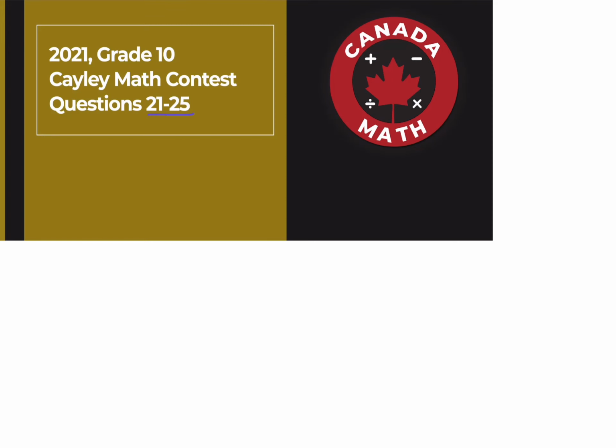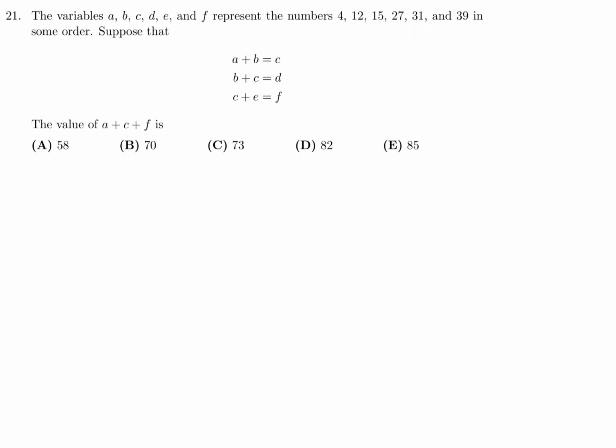Questions 21 through 25 on the 2021 Grade 10 Cayley Math Contest. The variables a, b, c, d, e, f represent the numbers 4, 12, 15, 27, 31, 39 in some order. Suppose that a plus b is c, b plus c is d, and c plus c is f. What is the value of a plus c plus f?